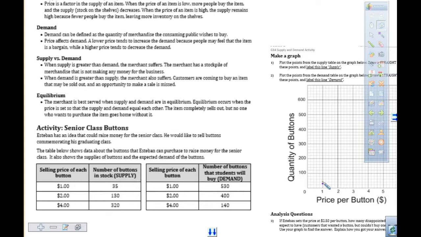You're going to do the same for 2 and 4. And then you're going to take a straight edge and draw a line connecting those. This one will be called the supply line. Then you'll do another line with these points, and this will be called the demand. Once you get that far, when you come back from lunch, we will take a look and explain.